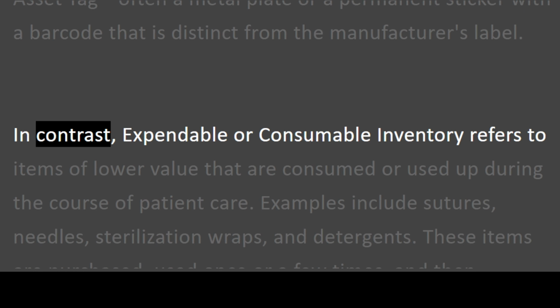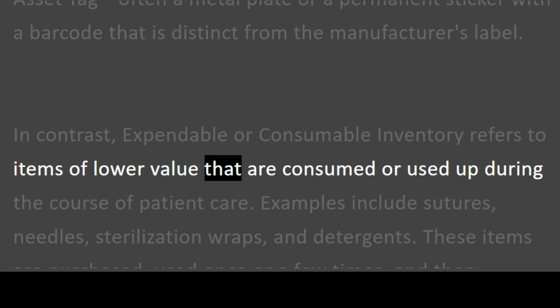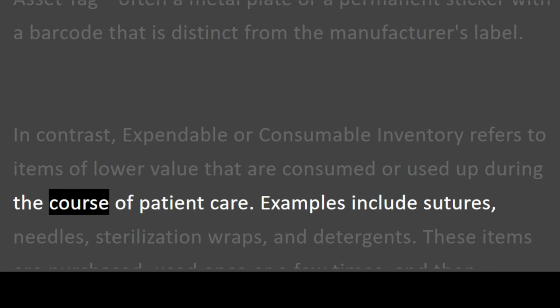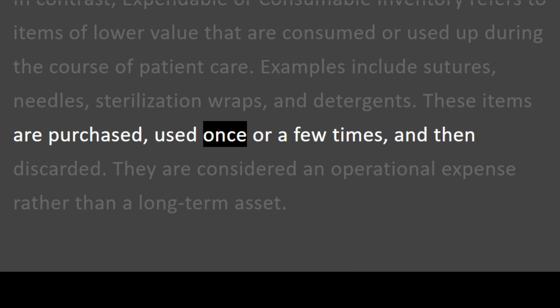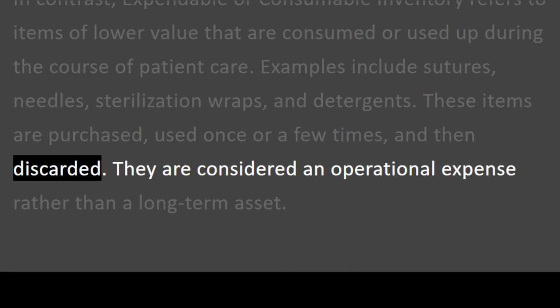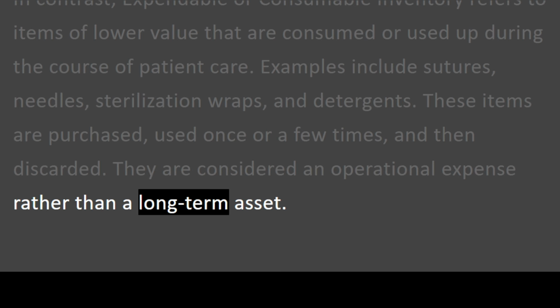In contrast, expendable or consumable inventory refers to items of lower value that are consumed or used up during the course of patient care. Examples include sutures, needles, sterilization wraps, and detergents. These items are purchased, used once or a few times, and then discarded. They are considered an operational expense rather than a long-term asset.